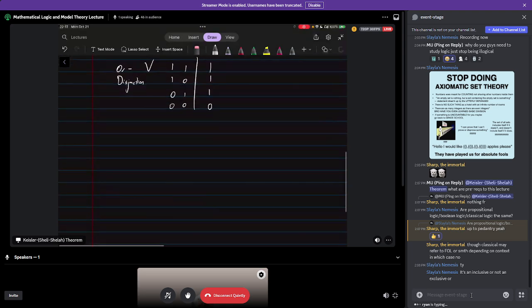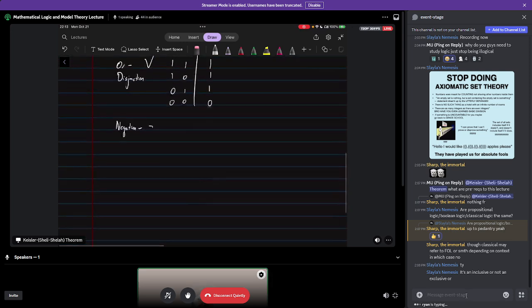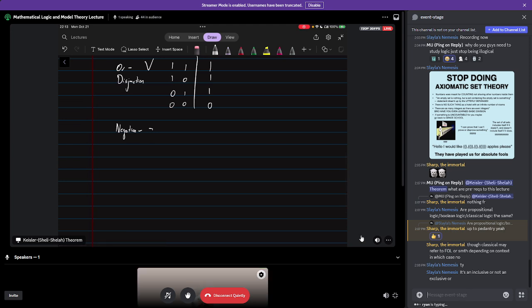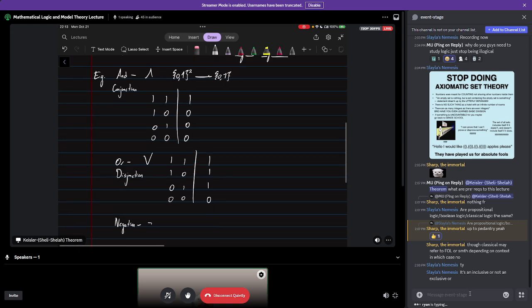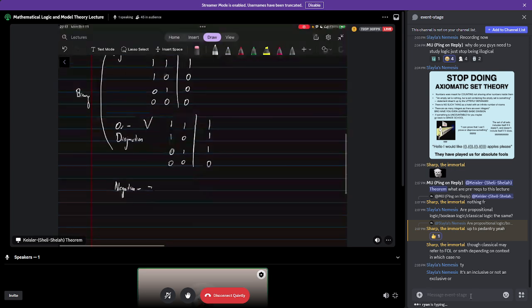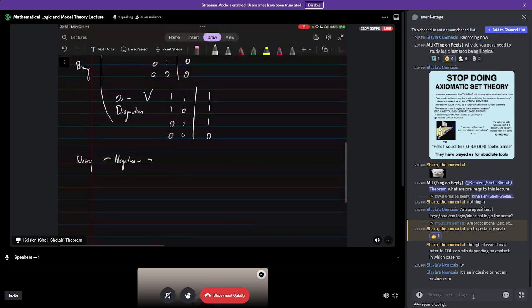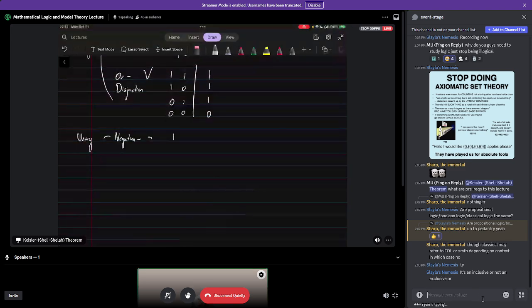Okay, and two more. Let's define negation, which has this little symbol as its representative symbol. These two connectives are binary, and this one is going to be unary, so it only takes one value as input. It just takes its input and reverses it. So true becomes false and false becomes true.